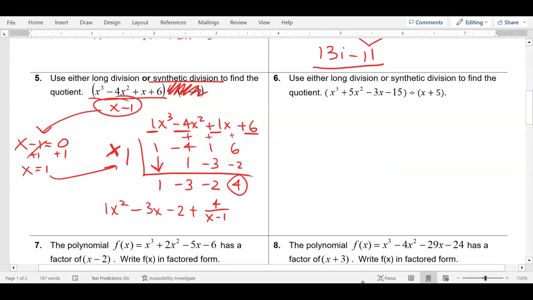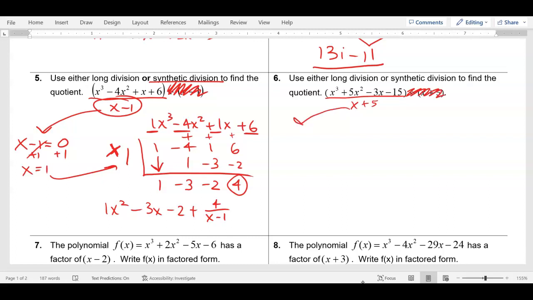So this is being divided by x plus 5. So we bring this over here, x plus 5 equals 0. Get rid of the plus 5 by minus 5 on both sides. x equals -5. So drop a big old L. This is going to go right here, -5. That's my multiplier. And I'm going to bring this down here.